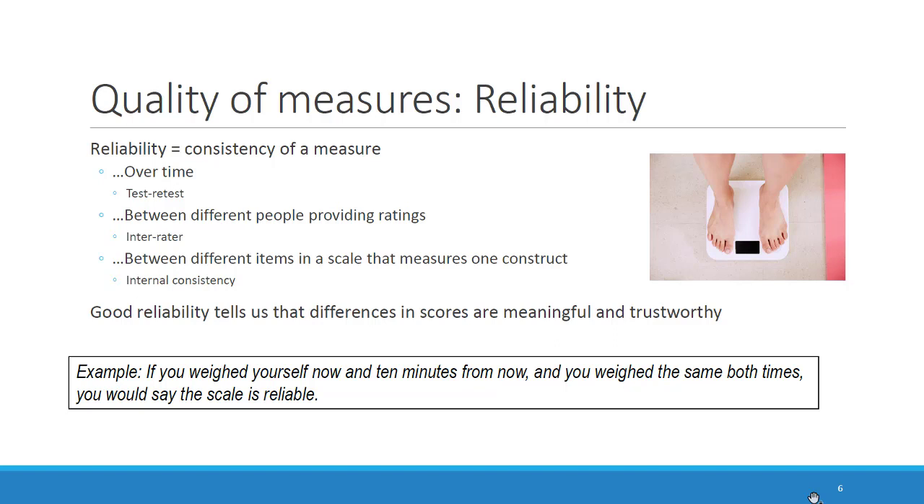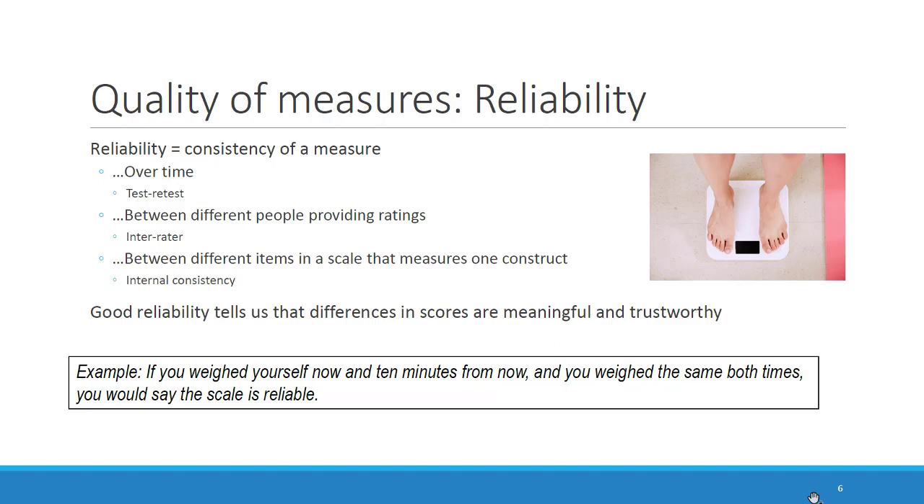The first is reliability or consistency over time, and that's referred to as test-retest reliability. The second is reliability or consistency between different people providing the ratings, or different raters, and that is called inter-rater reliability. The third type that we'll talk about today is between different items in a scale that measures one construct, and that's called internal consistency reliability.